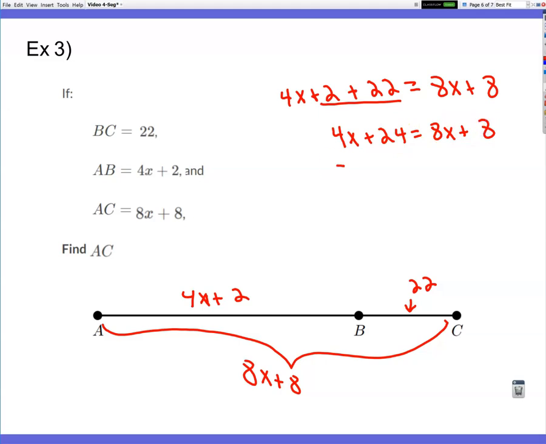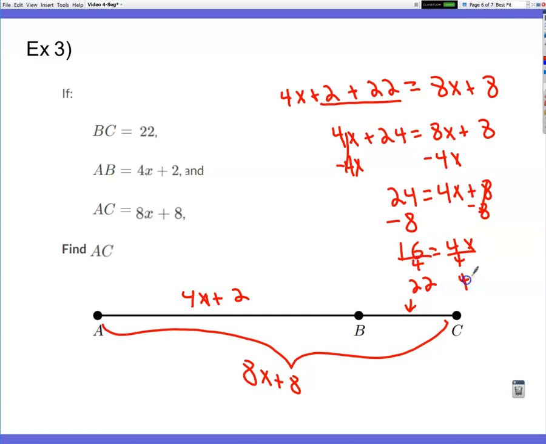Move my x's over to one side. So I'm going to have 24 is equal to 4x plus 8. Subtract this 8. So I'm going to be left with 16 is equal to 4x. And then divide both sides by 4, and I have that 4 equals x.